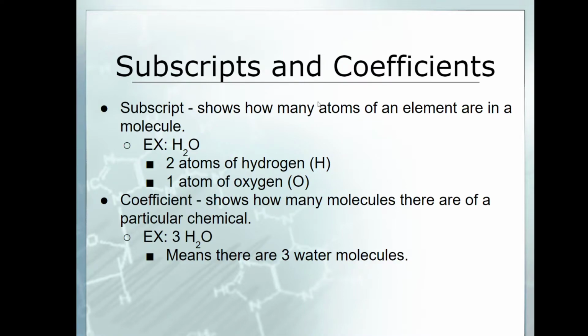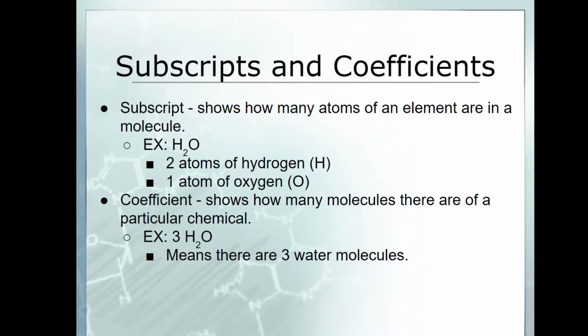A couple other terms that I've definitely thrown around before, but maybe we haven't defined fully, are subscripts and coefficients. Subscripts tell you how many atoms of an element are in one molecule, and they are the little small numbers that are inside the formula for the molecule. So in H2O, the subscript would be this 2 here, and that tells us that there are 2 atoms of hydrogen in this molecule. If there is no subscript, it just means that there's only 1. So H2O has 2 hydrogens and 1 oxygen.